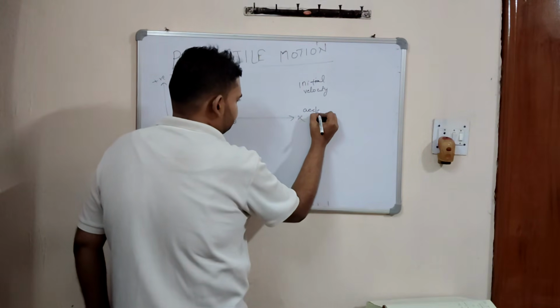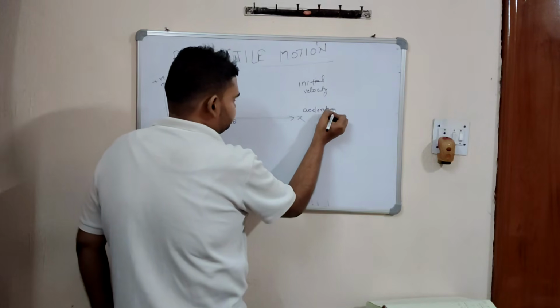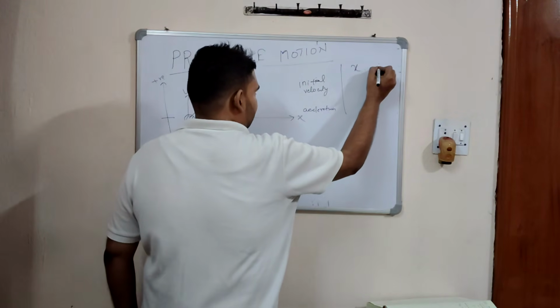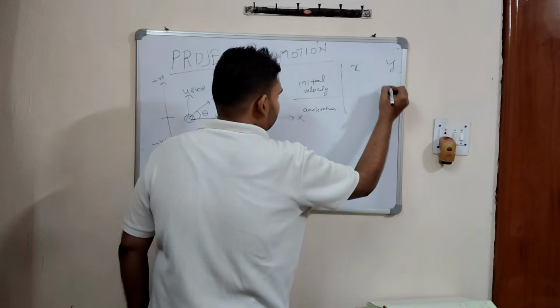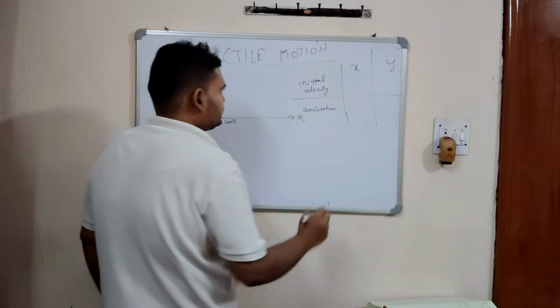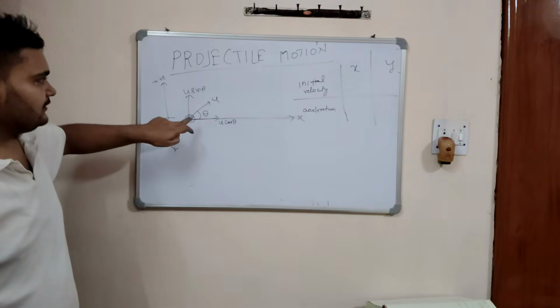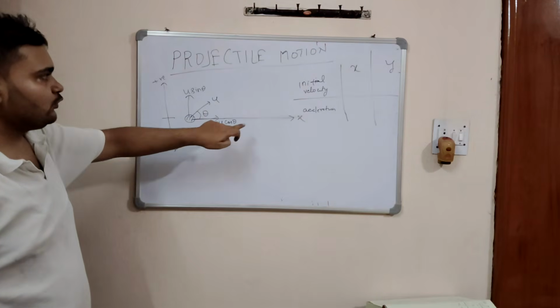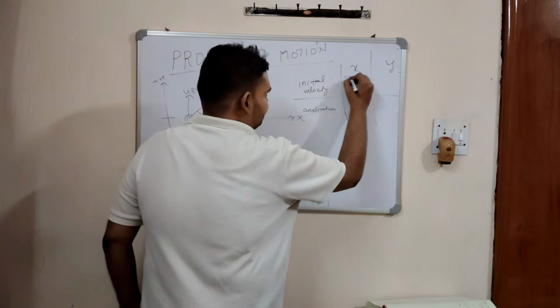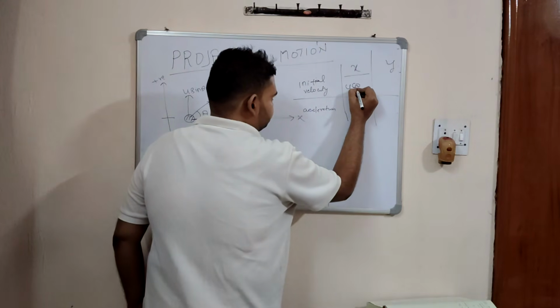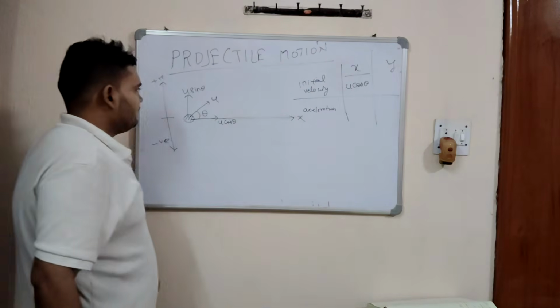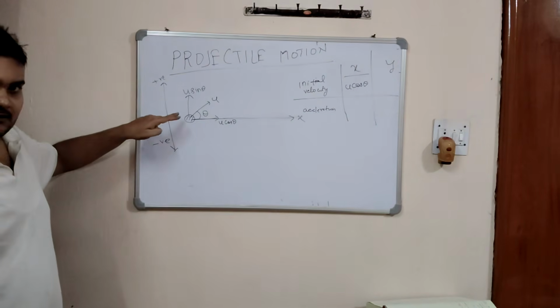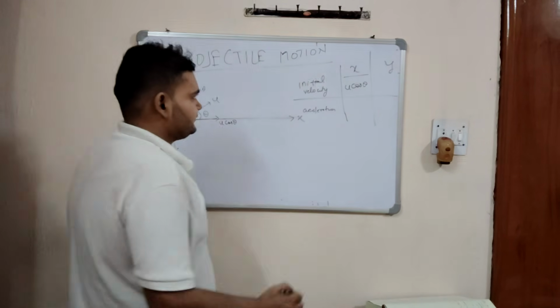acceleration along the x-axis and y-axis. So what's the initial velocity along the x-axis? It's u, and it's making angle theta with the x-axis, so its component will be u cos theta. So the initial velocity along the x-axis is u cos theta. What's the initial velocity along the y-axis? It's u sin theta.